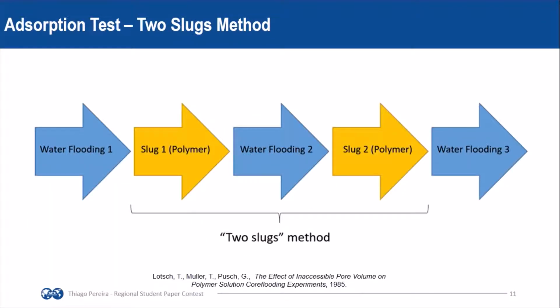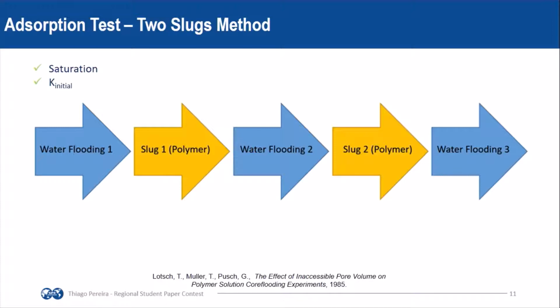Adsorption tests were carried out using the two slugs method. This method was first used by Lodge in 1985 to measure the effect of inaccessible pore volume on polymer solution core flooding experiments, and consists of two polymer slugs interposed by water flooding.